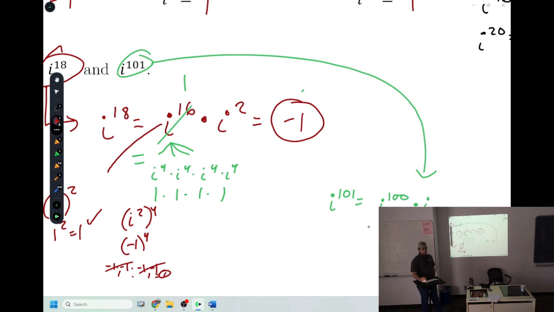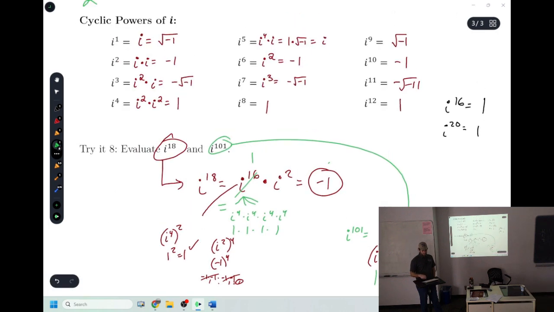So does 100 divide by 4 super nice and neat? So i to the 4th to the 25th. And you know what that turns into? 1 times i equals i. The cyclical power of i is it just turns into cycles of 4. Start at a number that's divisible by 4, and then you just go up 1, up 2, up 3, up 4, start over. Up 1, up 2, up 3, start over.